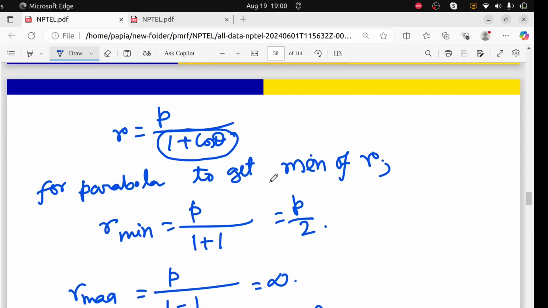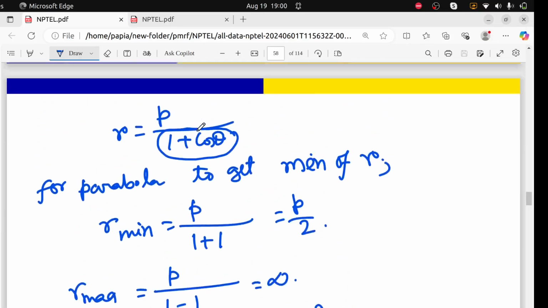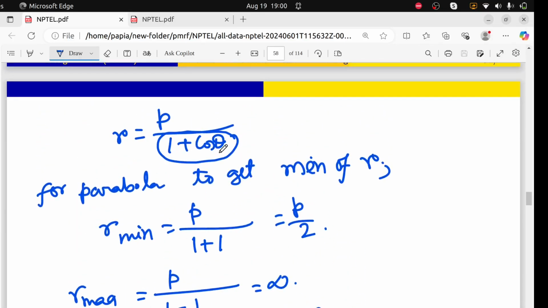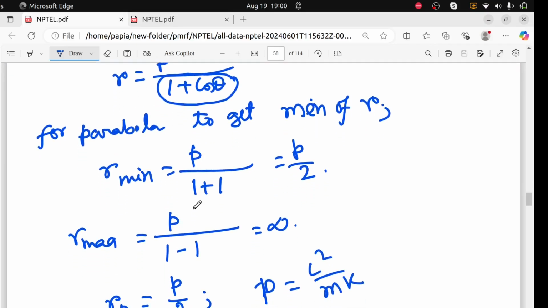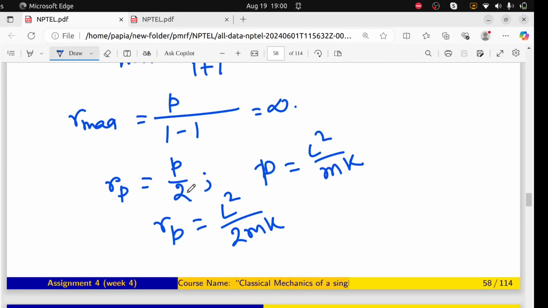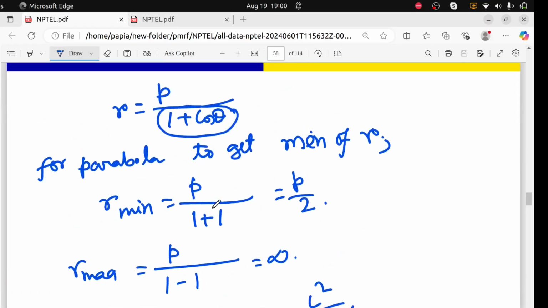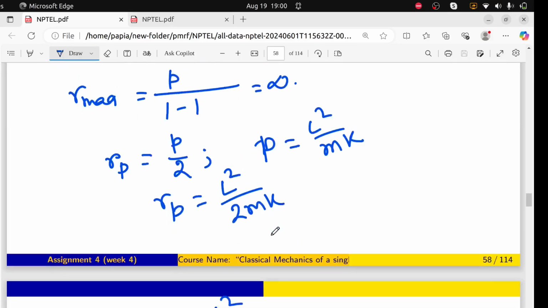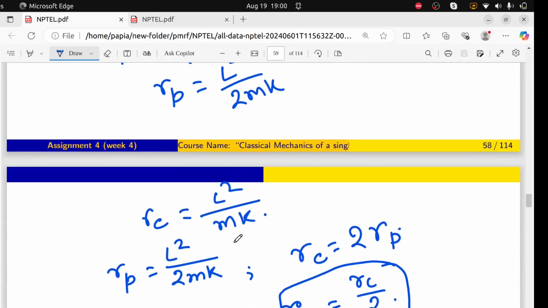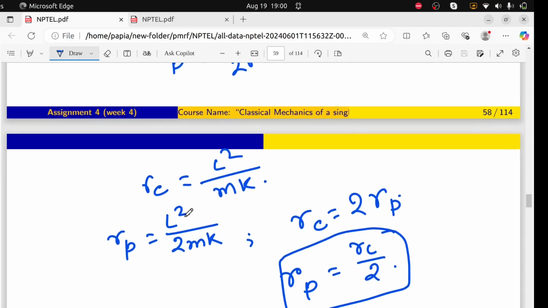And for parabola, to get the minimum of r, we will have the denominator as maximum value. The maximum value of cos theta is 1, so it will be p by 2. And for r max, we will get the minimum value of 1 plus cos theta, and the minimum value of cos theta is minus 1, so 1 minus 1 will give 0. So p by 0 is infinite. So RP is p by 2 simply, which is our minimum in that case. So p is L square by mk, so RP will be L square by 2mk. And RC is L square by mk, we have already got that one. So RP equals RC by 2.